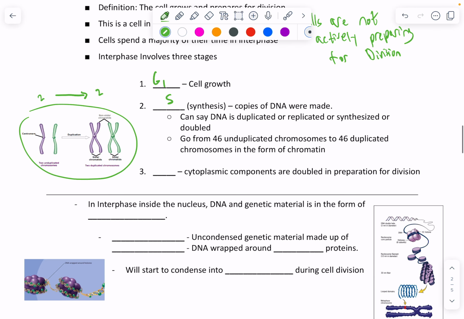So you go from 46 unduplicated chromosomes to 46 duplicated chromosomes for humans. And this is still in the form of chromatin, which we'll talk about in a second. And then our last step in interphase is G2. The cell is still growing. The cytoplasmic components are doubled, so like organelles are duplicated during the G2 phase and prepare for division.